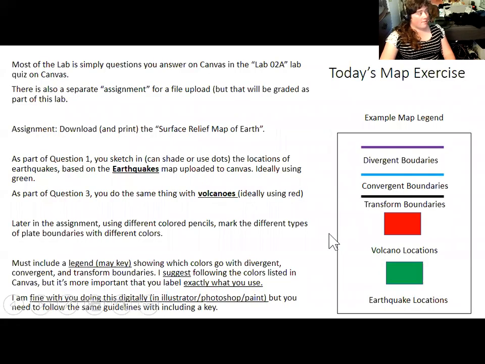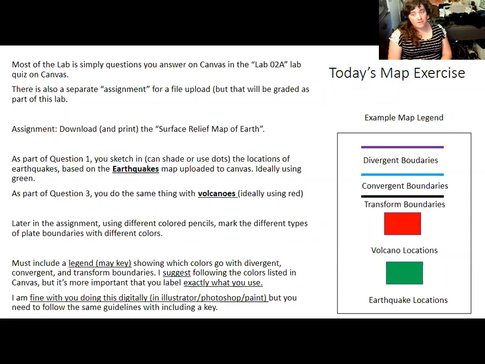So most of today's lab is questions you answer in the Lab 02A quiz. And there's an assignment for a file upload that's separate, but that's going to be graded as part of the lab. That's just because of Canvas's limitations. Dr. Bird originally just set that up as a different entity, I guess you could say, on Canvas, but it's really the same lab. So for part of the lab, you are actually drawing on a map. There is a file called Surface Relief Map of the Earth that is linked at the beginning of the Canvas lab, and I'll show you what it looks like in just a moment.